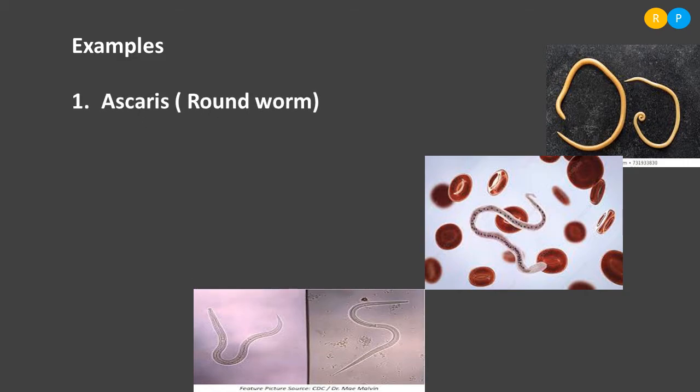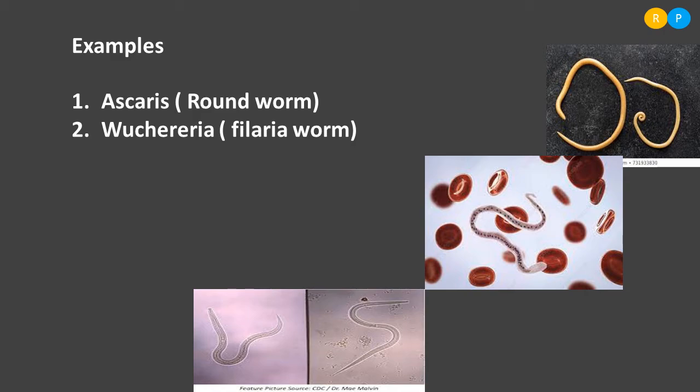One example is Ascaris. It is called roundworm. The first diagram you are observing here is Ascaris. Ascaris is actually parasitic to humans. It lives in the human intestine, causing a disease called ascariasis. Understood?